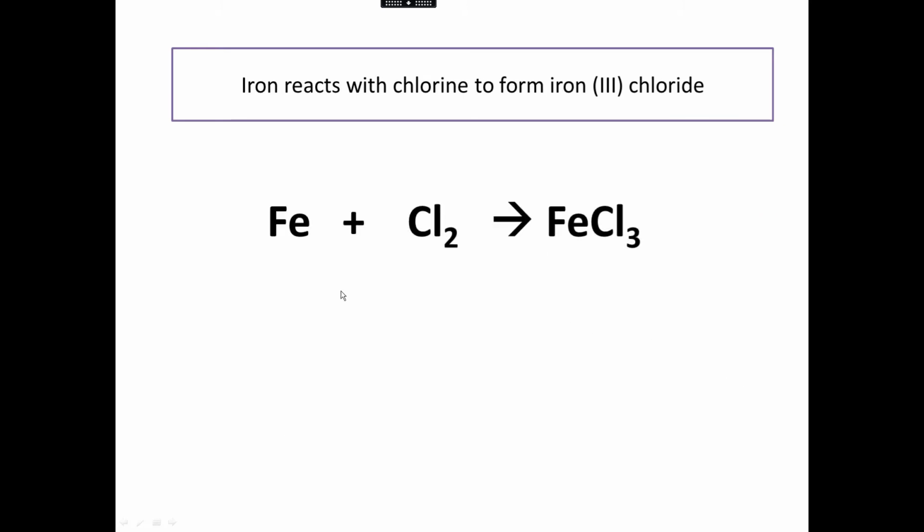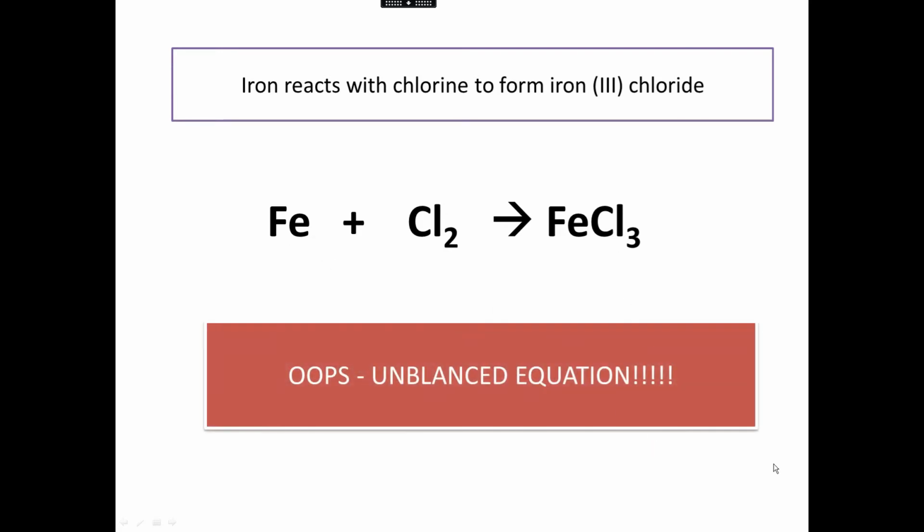Let's have a look at iron. Now in this particular chloride, we've got Fe plus Cl2, that's the formula of chlorine gas, reacting to form iron chloride. But because it is iron 3 chloride, iron is 3 plus, therefore it attracts 3 lots of chlorine minus. Now that's an unbalanced equation, so that's going to need balancing.